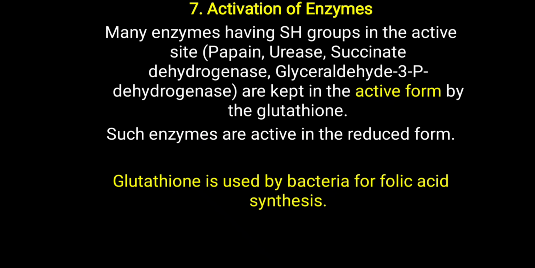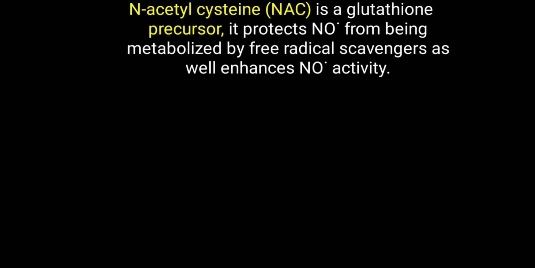Apart from that, glutathione has various roles in our body, and it is also used by bacteria for folic acid synthesis. What is the chemical name of folic acid? It is pteroyl glutamic acid. Now this glutamic acid is mostly derived with the help of glutathione. So the glutathione taken up by the bacteria is utilized for folic acid formation, and folic acid is a very important molecule for the bacteria for cell wall formation.